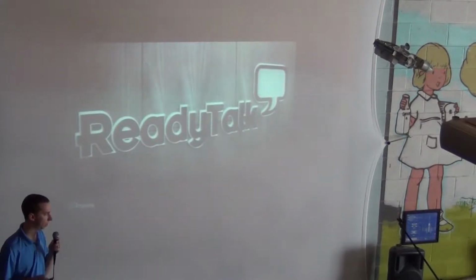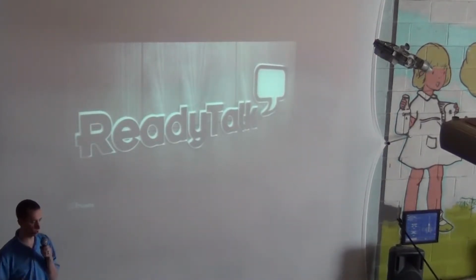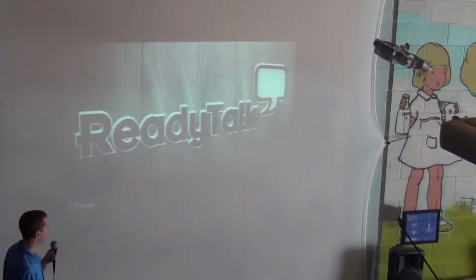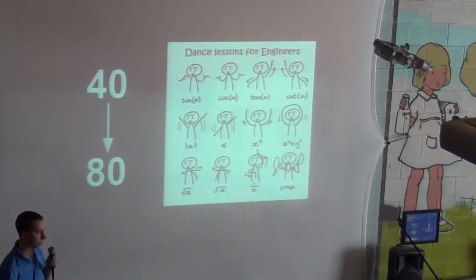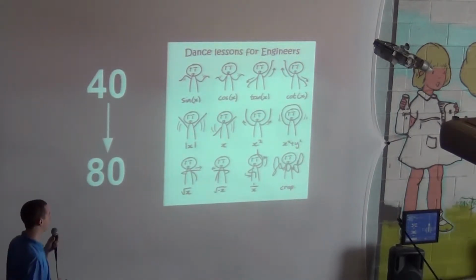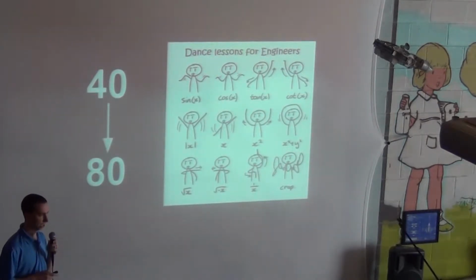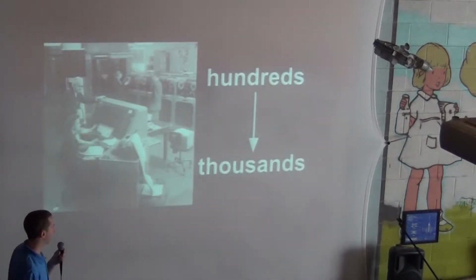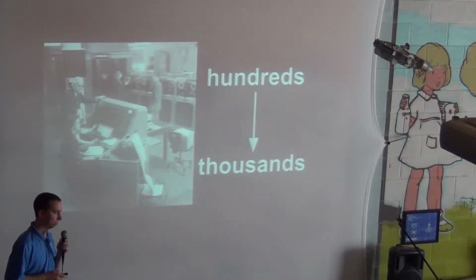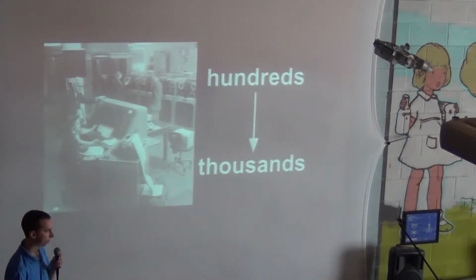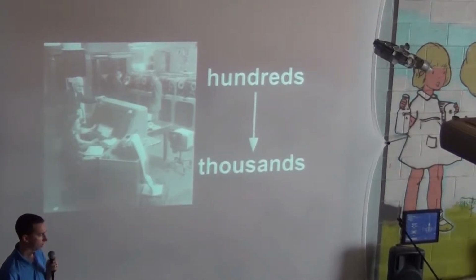I work for a company called ReadyTalk that does web, audio, and video conferencing software. When I joined about 4 years ago, we had 40 engineers, or about that many. I did try some of these dance moves, by the way. And now we're about at 80 engineers, so we doubled our engineering team in 4 years. And we went from hundreds of machines to thousands of machines, desktop machines to servers that are in production running our software.